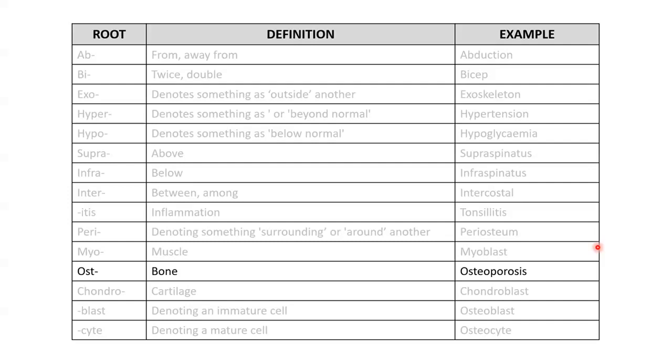Ost refers to bone. Osteoporosis is a bone condition in which bones are very porous. Chond or chondro relates to cartilage, so a chondroblast is an immature cartilage cell. Blast, which we've heard a little bit already, is an immature cell. So an osteoblast is an immature bone cell. We can have a myoblast, which is an immature muscle cell. And lastly, the opposite of that is our cyte. So this denotes a mature bone cell. So an osteocyte is a mature bone cell.